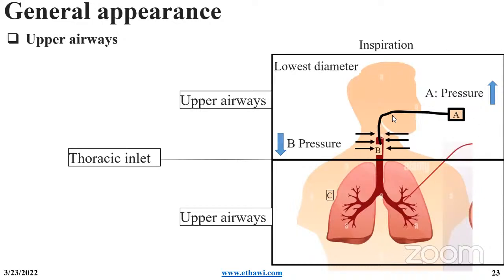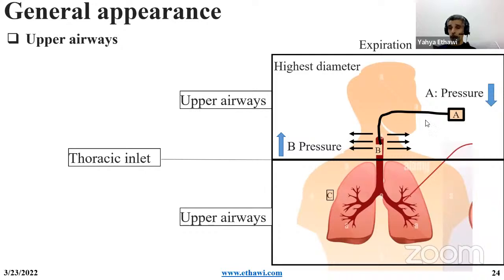So the pressure must be higher at A to move to B. Because A is outside and B is inside, the outside is higher than the inside, so the pressure will press on the airways and it will collapse them. That means the upper airway will collapse during inspiration. Clear? Clear. So the upper airway, this is the thoracic inlet, as you see, has the lowest diameter during inspiration.